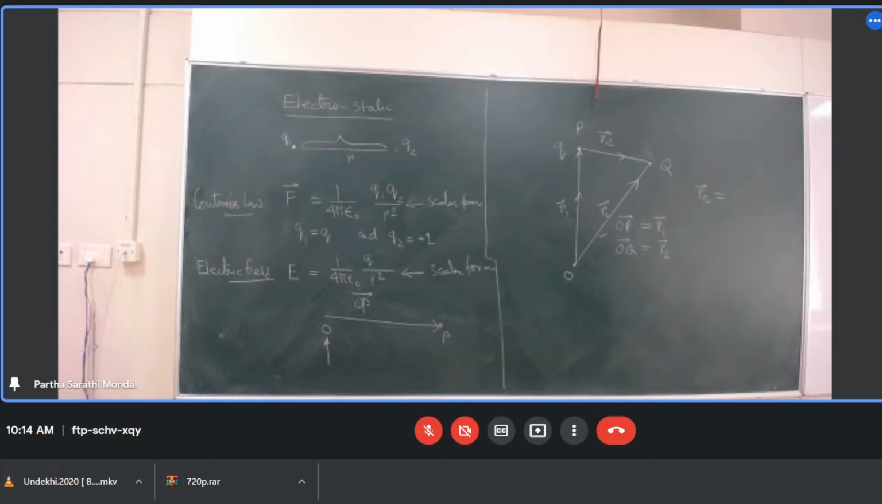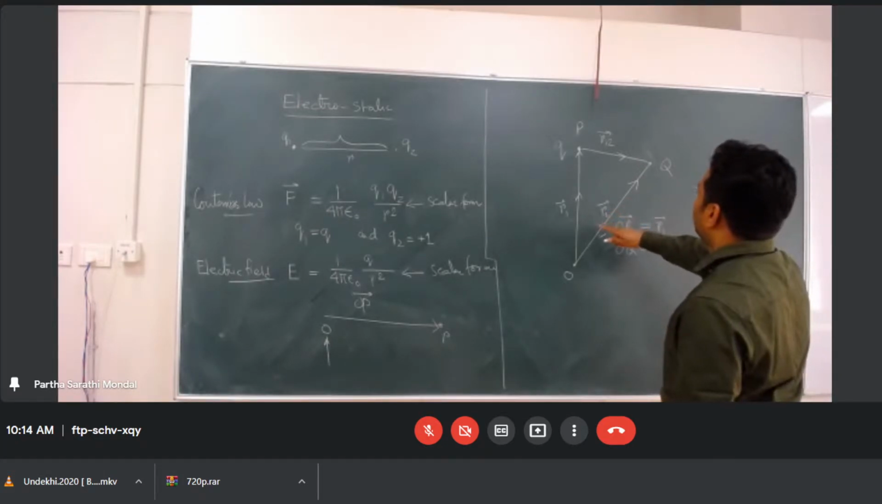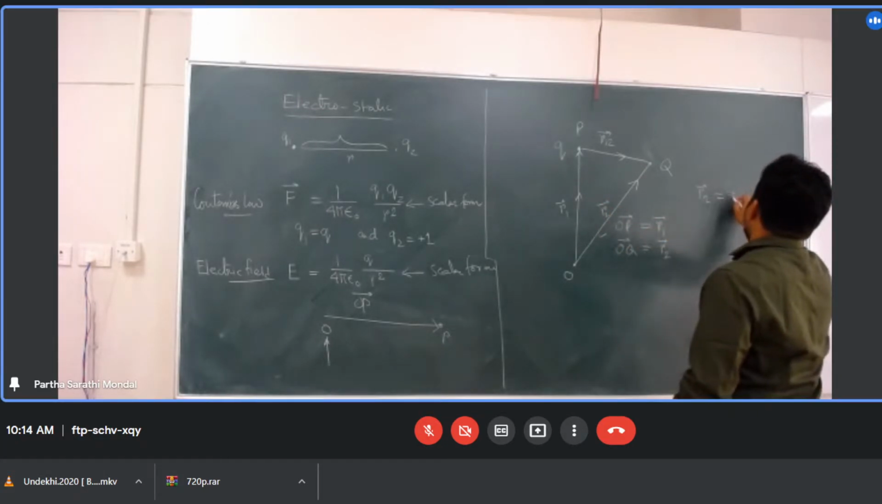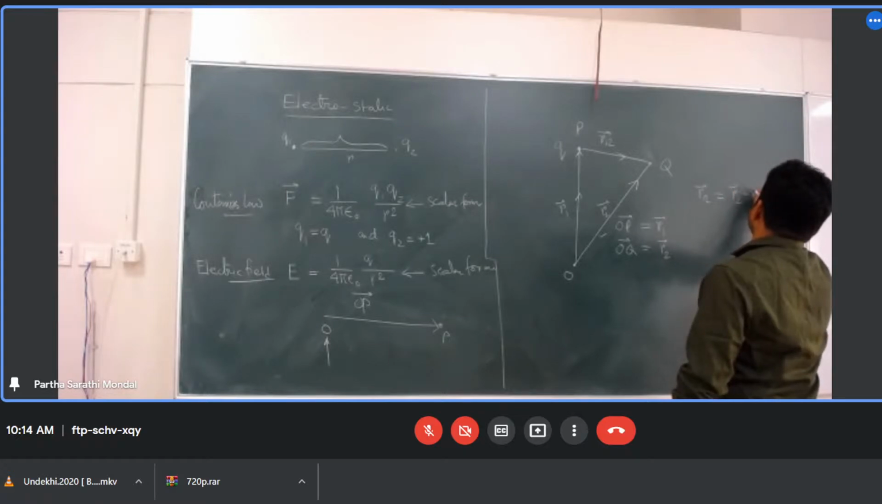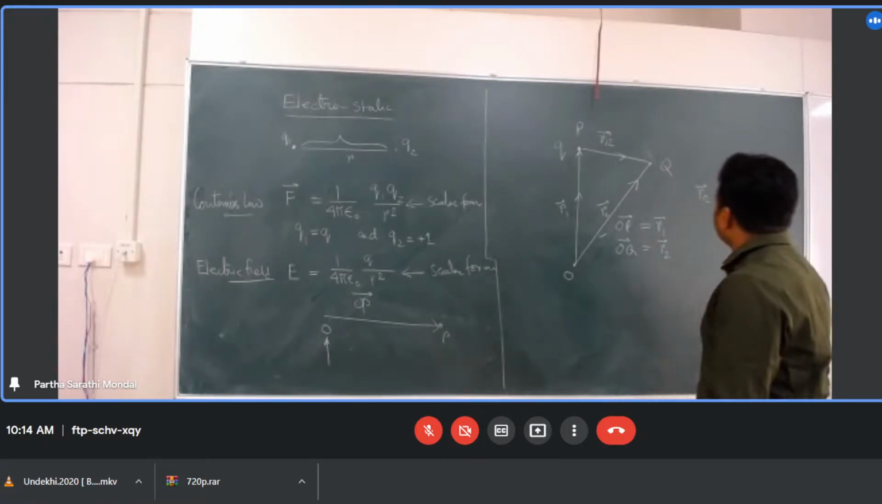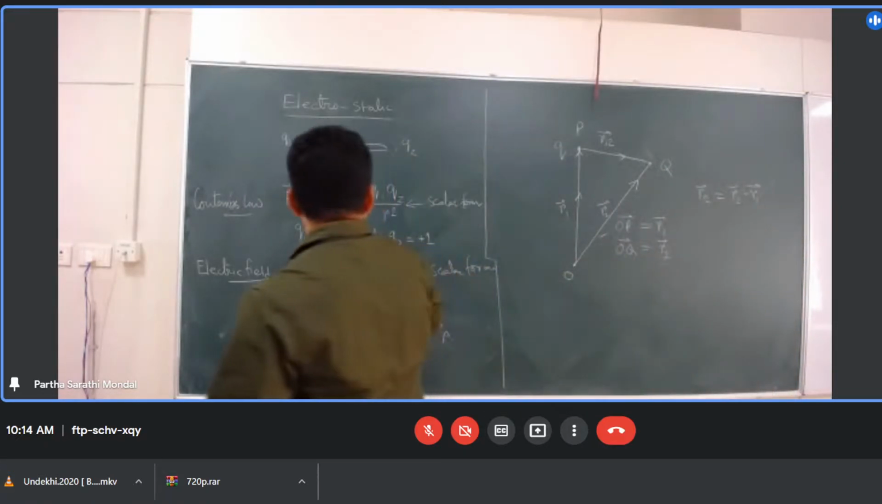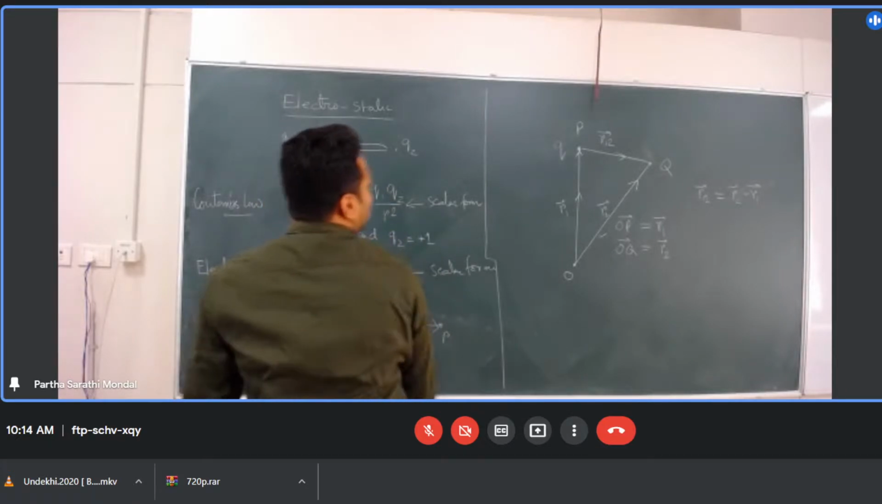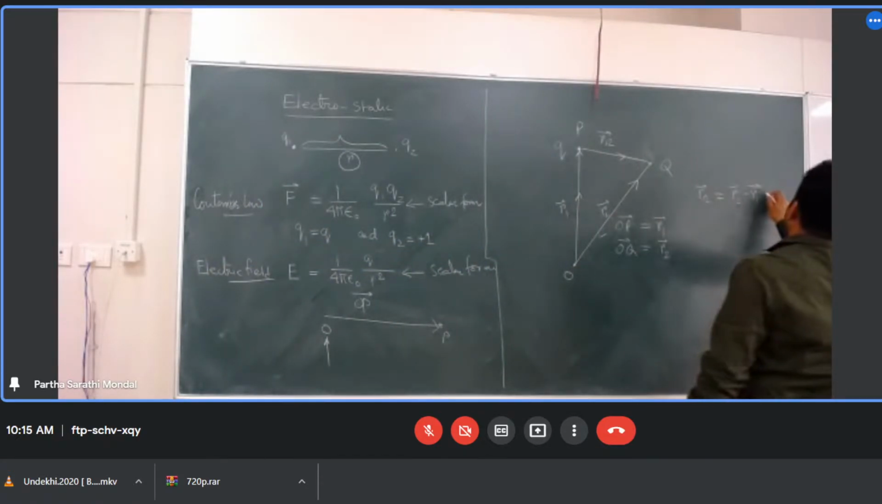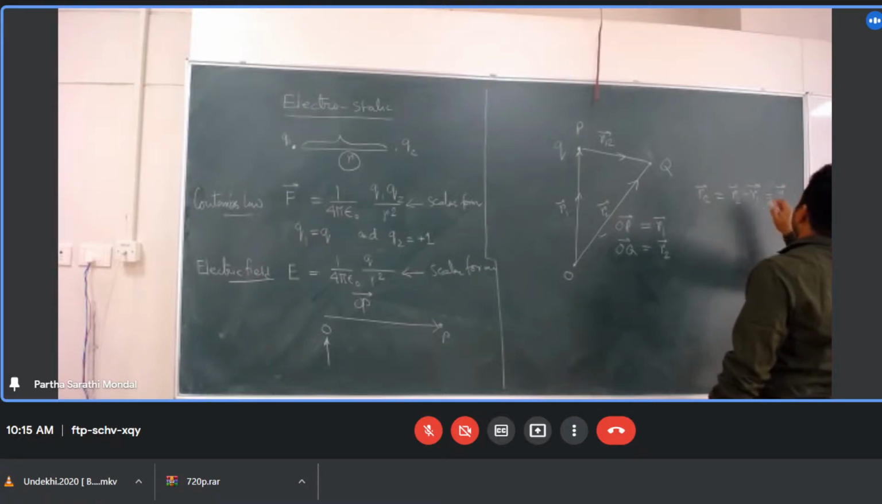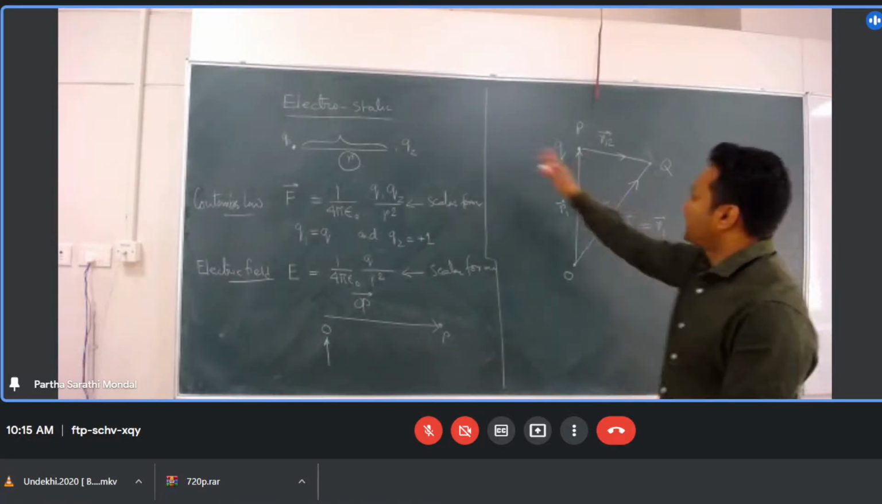बताइए. R2 vector minus PQ vector, R2 vector minus R1. And in our scalar form we express this one as R. This is your R actually. If I compare these two.